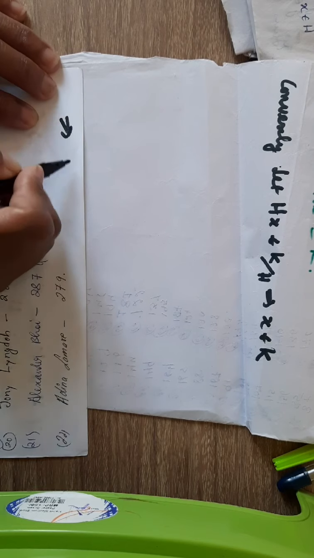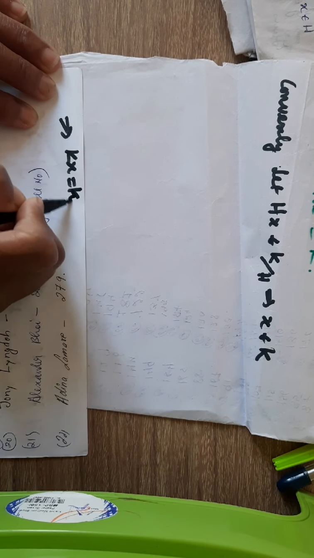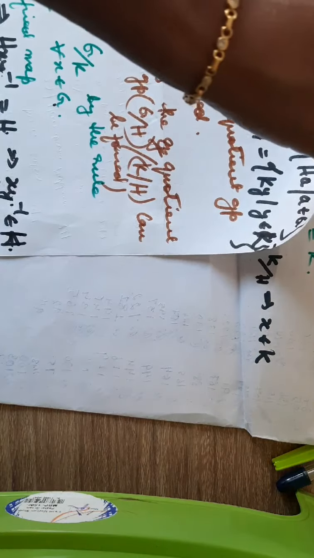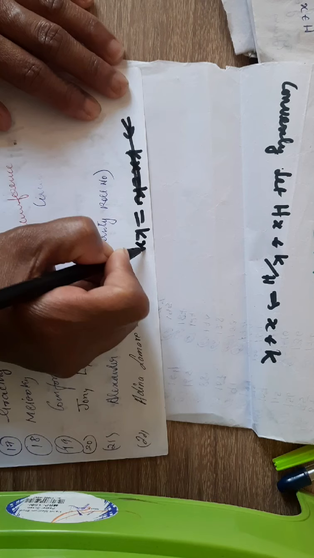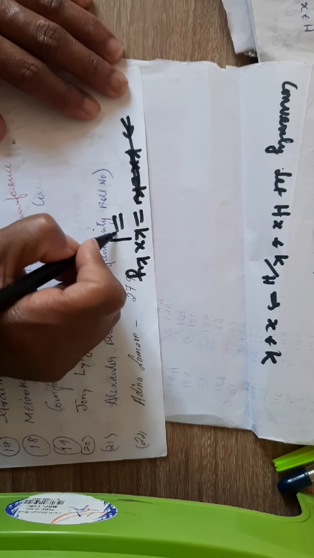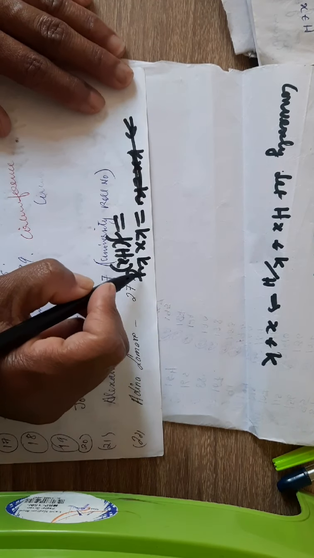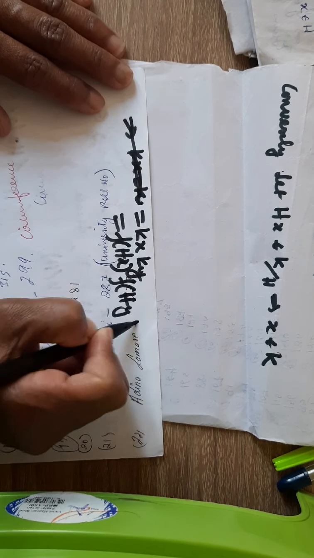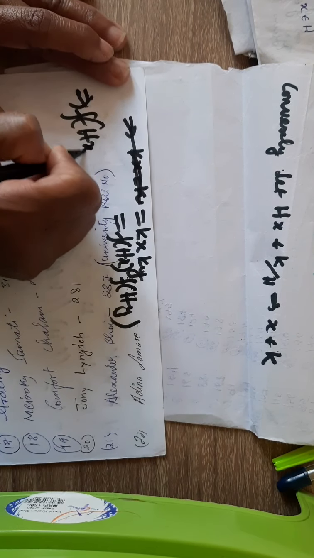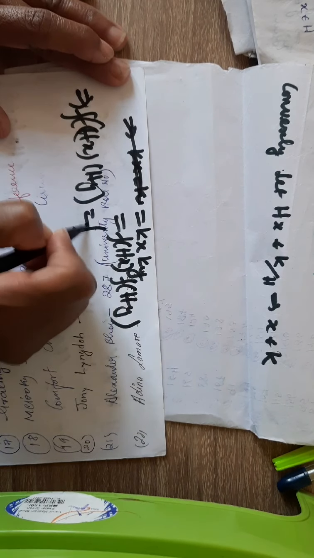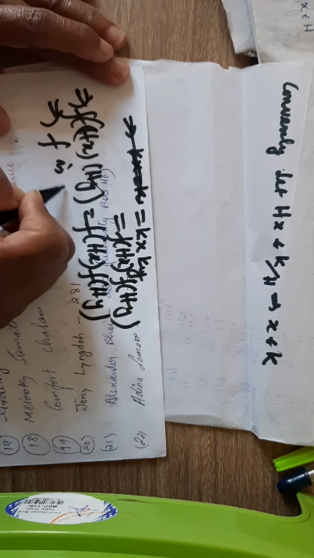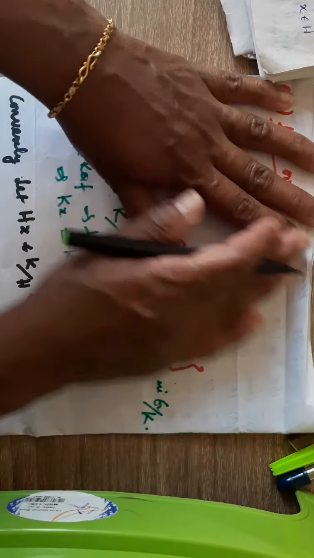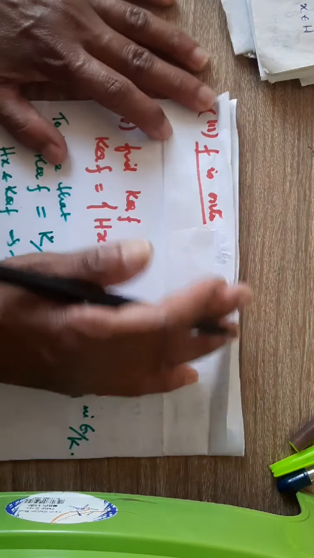And this implies that Kx is equal to Kx into Ky. But what is Kx? It is F of Hx. And what is Ky? It is F of Hy. So this means that F of Hx, Hy is the same as F of Hx into F of Hy. So this implies that F is a homomorphism. So we are done with the first condition of the first isomorphism theorem.